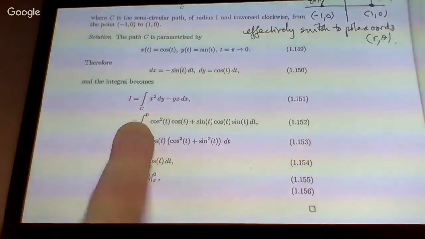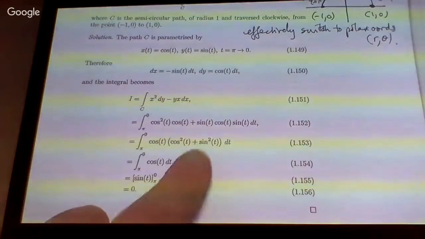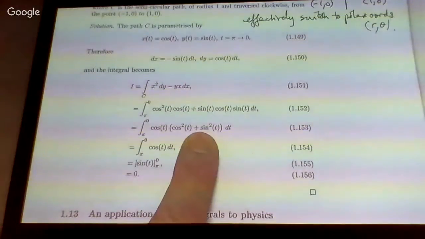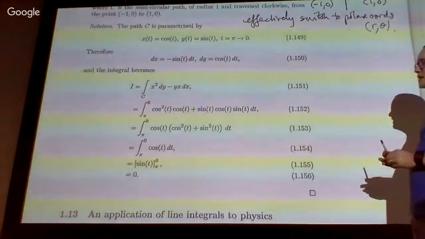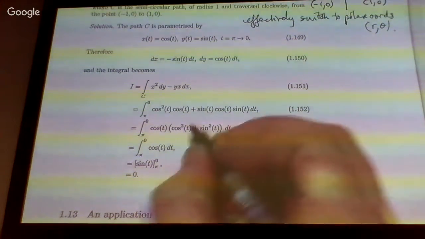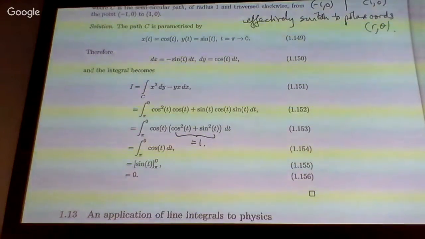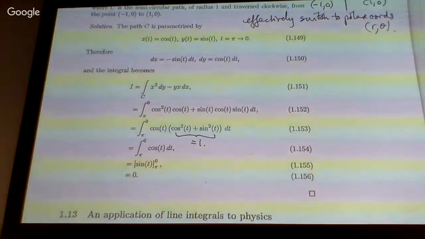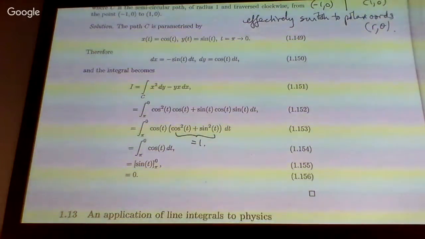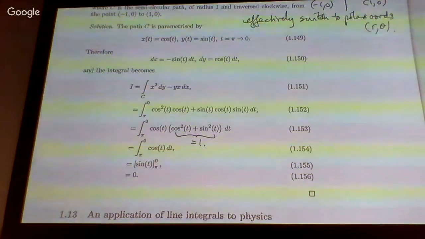Of course, there's no guarantee that this is going to work out particularly nicely for you, but for the values chosen here, it does, because we have this factorization where you can take out the factor cosine squared t plus sine squared t, which of course is equal to 1. Familiar: the magnitude of the radius is the radius of the unit circle. So this becomes an integral of cosine t, which you can then carry out at 0.